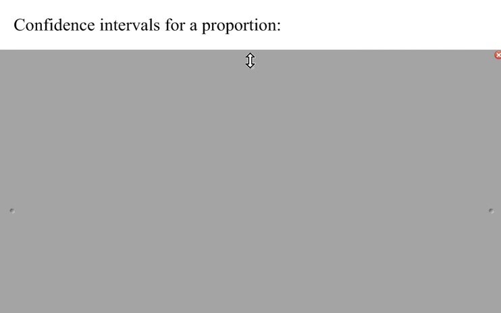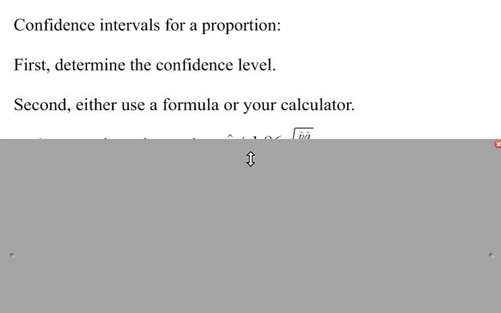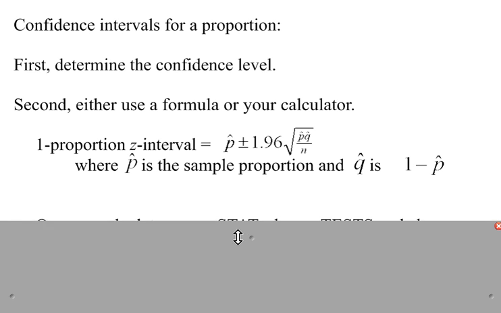So let's talk about how to calculate one of these. So our first choice now is to determine the confidence level. Do we want to be 90% sure, 95% sure, 99% sure? That's our first decision. Notice we did not have to determine are we going to use a Z or a T interval. For proportions or percentages, there's no such thing. Okay, so first, confidence level. Second, we're going to use either a formula or our calculator.